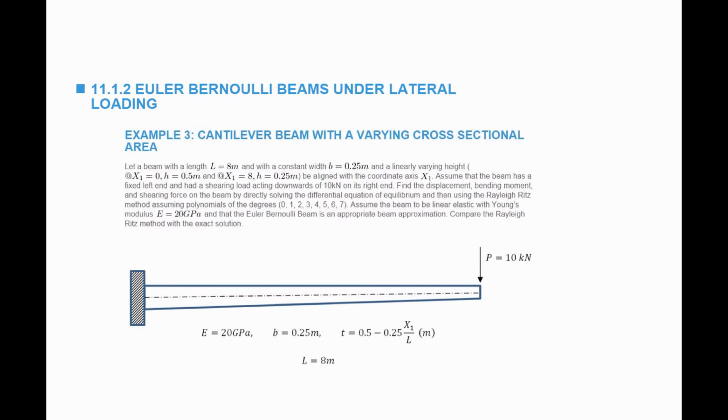We would like to find the displacement, the bending moment, and the shearing force on the beam first by directly solving the differential equation of equilibrium, so to find the exact solution, and then using an approximate method, the Rayleigh-Ritz method, assuming polynomials of the degrees 0, 1, 2, 3, 4, 5, 6, and 7. We're going to, of course, assume the beam is linear elastic with Young's modulus E as 20 gigapascal. We're going to assume it's an Euler-Bernoulli beam, and we're going to compare the Rayleigh-Ritz method with the exact solution.